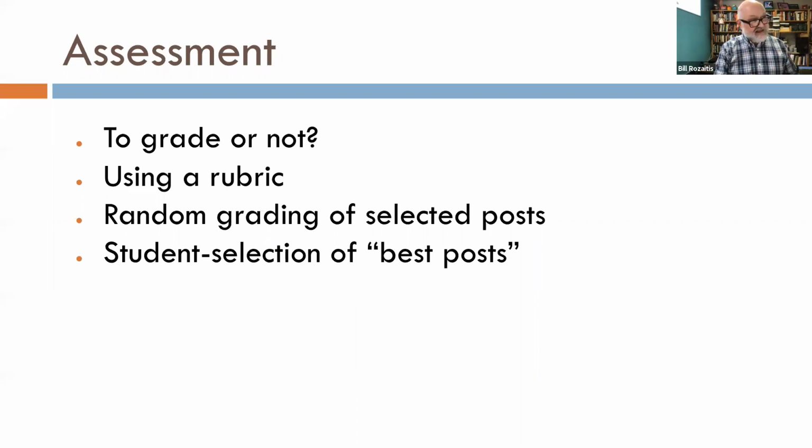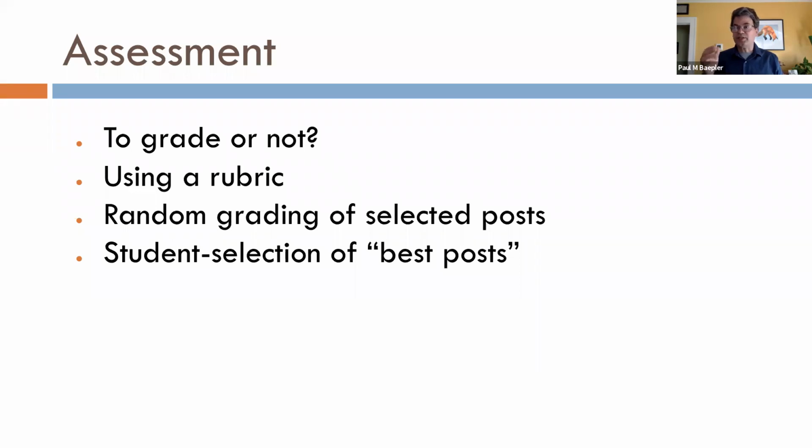And that's what Paul's going to be talking about now in terms of random grading and having students select their best posts for grading. Yeah, so Bill was absolutely right that when you start grading posts, if that's your choice, it can be, and you probably have already experienced this or you fear this, a reasonable fear that you're going to be overwhelmed with grading.